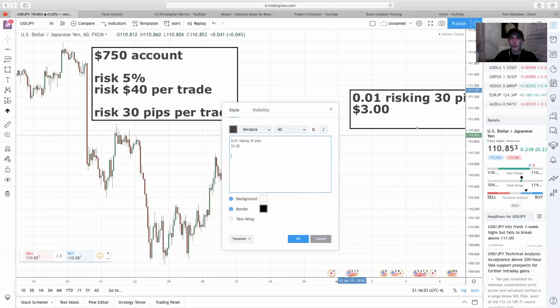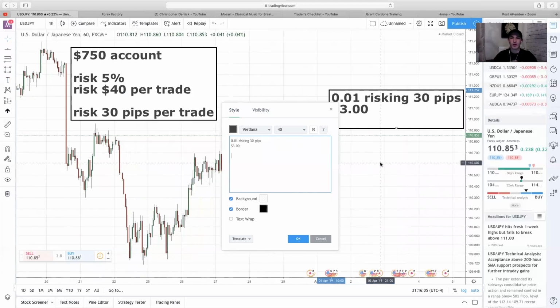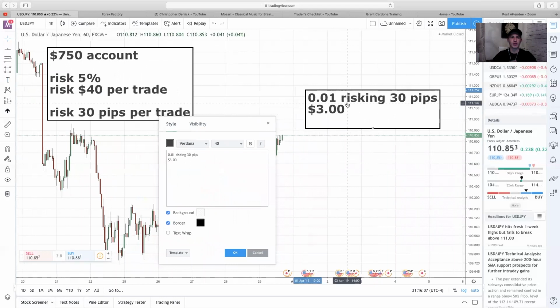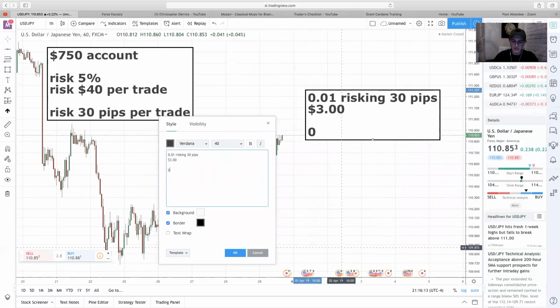But guess what? Are we willing to risk a lot more than $3? Yes, we're willing to risk $40. So move on to the next one. A 0.02. All right, risking 30 pips equals what? $6. Okay.